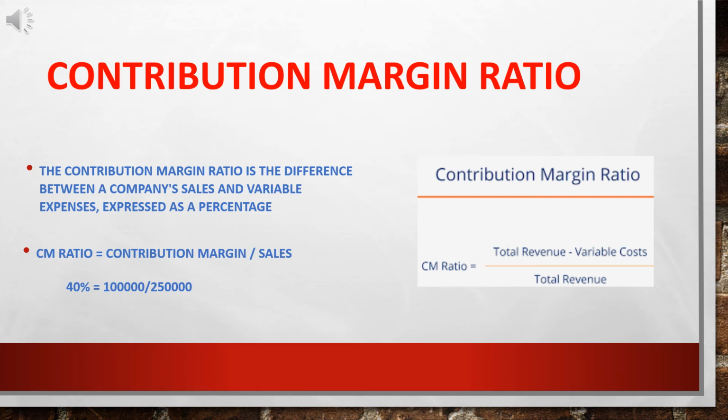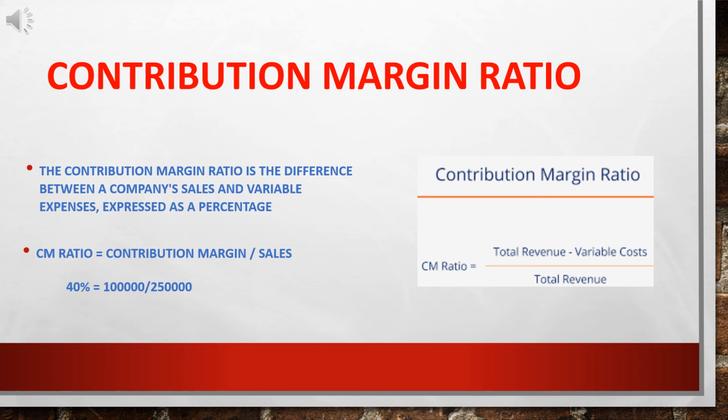The contribution margin ratio is the difference between a company's sales and variable cost, expressed as a percentage. This ratio shows the amount of money available to cover fixed costs. As you can see in the formula, the contribution margin ratio is the contribution margin divided by sales, or total revenue minus the variable cost, which is the contribution margin, divided by the total revenue.